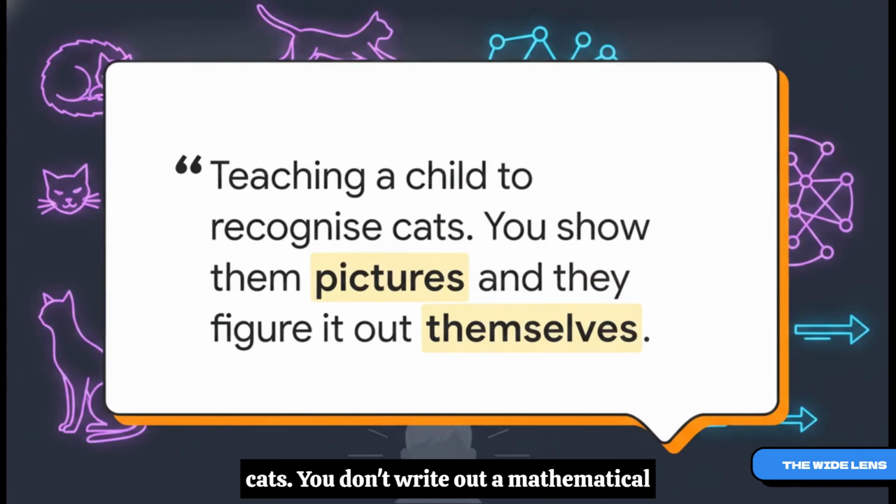Think about teaching a kid to recognize cats. You don't write out a mathematical formula or rigid rules like pointy ears plus whiskers equals a cat. That'd be ridiculous. You just show them a few pictures or point at cats on the street, and their brain just figures it out. Machine learning works the exact same way. You show it the data, and it learns the patterns.